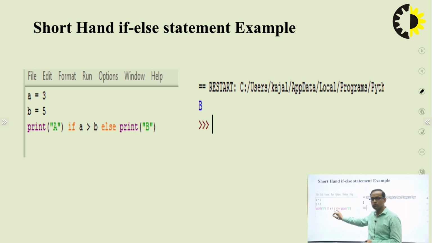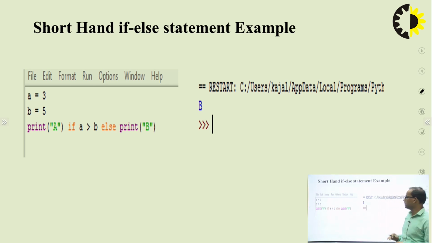If the condition is not satisfied, then after that we are writing the else keyword and the statement that will execute when the condition is not satisfied. So here value of a is 3 and value of b is 5. So is a greater than b? No, a is not greater than b. So this condition is false. Since this condition is false, the statement written after the else keyword will be executed. The statement after the else keyword is print b. So here b will be printed. So when we execute this program on the Python interpreter, this will be the output of this program.